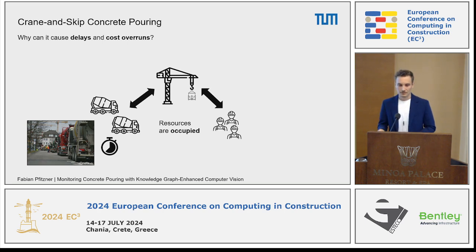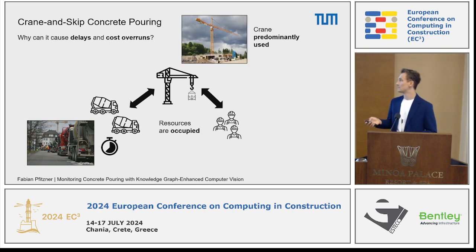The second reason why it can cause overruns is the crane. The crane is predominantly used, as I already was saying. However, the crane also costs a lot of money. So we are trying to use the crane as little as possible, trying to reduce the time when we're using the crane on construction sites, and this is one problem.